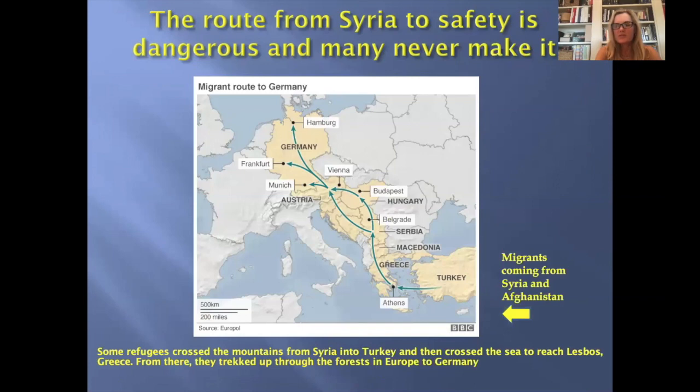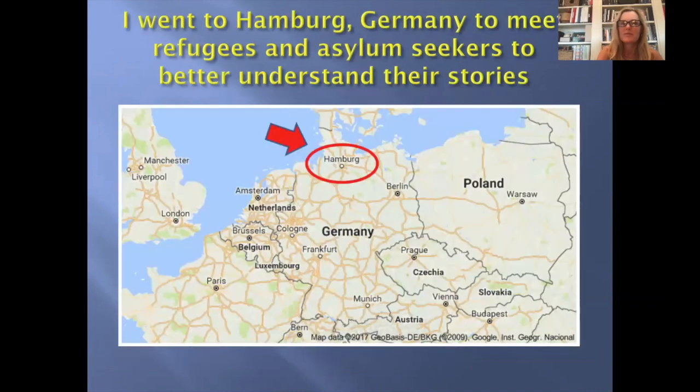The route from Syria and Afghanistan to freedom is incredibly treacherous, and many never make it. This is just a sample map where the refugees would come from Syria through Turkey. They would take a boat over through Greece. Many of them are stuck in Greece, and right now we have about 18,000 refugees. There's tons who are stuck in Greece because Europe won't accept refugees. So they're stuck in Greece, wanting to travel up north, but they're unable to. They're stuck within these detention areas, and we'll talk about it more.